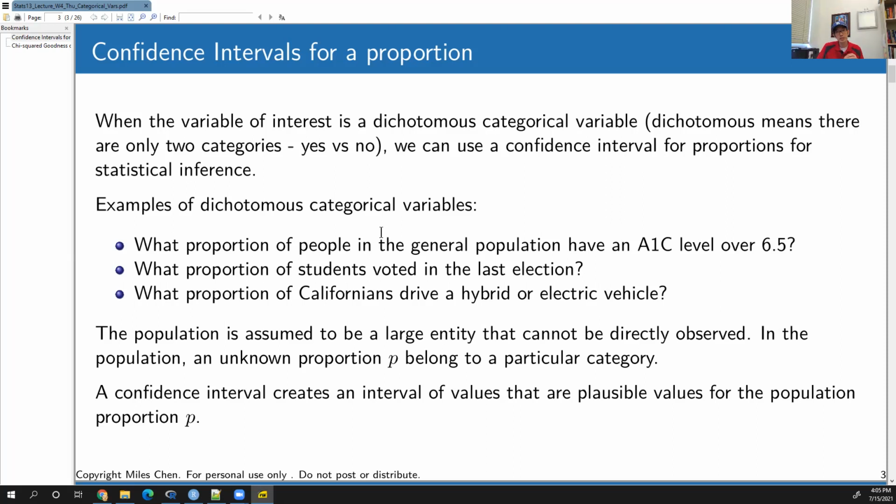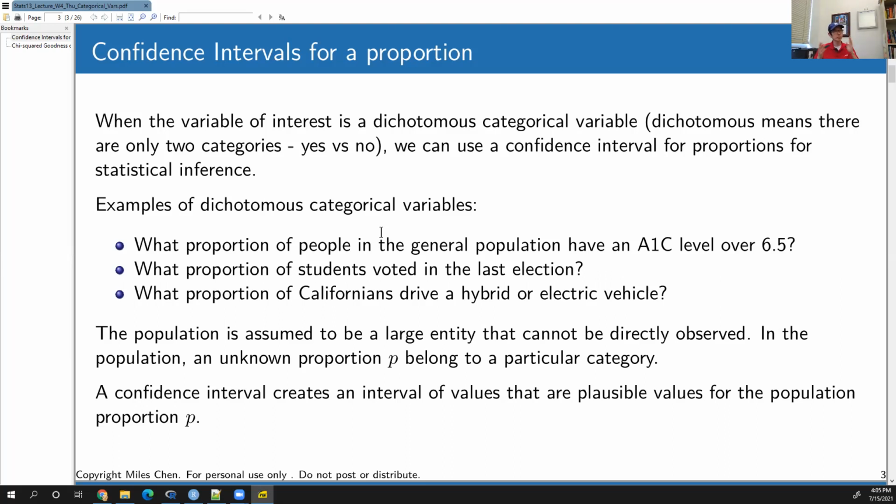And so here again, as always, the population is assumed to be this large entity that we cannot observe directly, and within that population, some proportion belong to a particular category. And the symbol that we use to represent the proportion is the letter P for proportion. And so for the confidence interval, we're going to create an interval of values for what could be considered plausible values for the population proportion P.